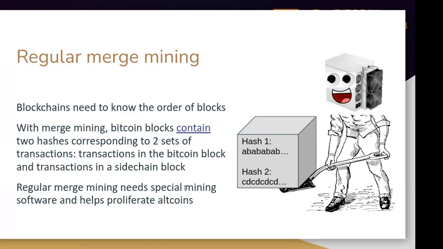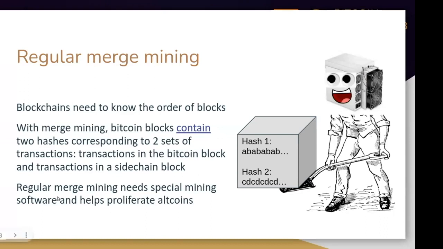And Satoshi invented it. It allows us to do this cool thing where Bitcoin miners can mine two blockchains at once without doing any extra work. But there are a couple of problems with merge mining. One of them is that regular merge mining needs special mining software. Miners have to actually construct blocks on this sidechain. It's not a lot of work, but it is some extra software they have to run to aggregate transactions on this other blockchain and then hash them basically. And then once they do that, they can include that hash in Bitcoin and just work on Bitcoin. But they need to run special mining software for that.